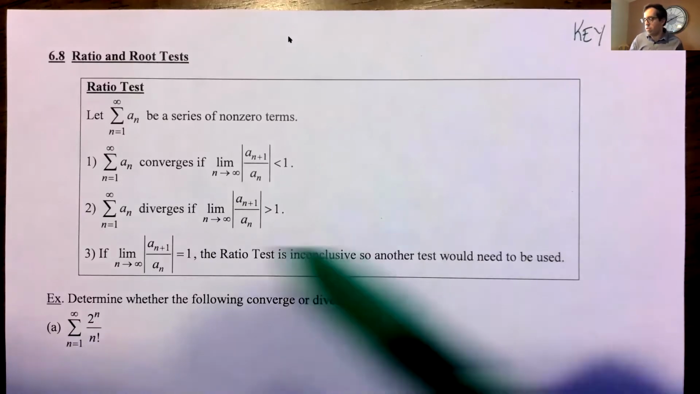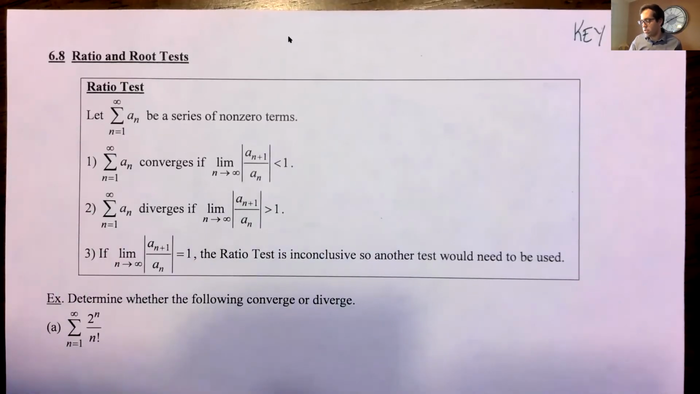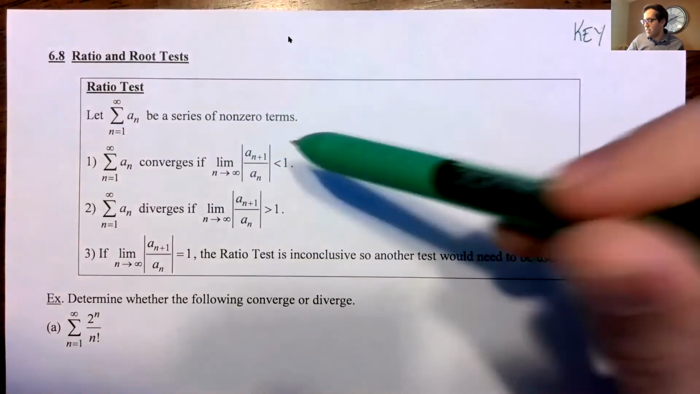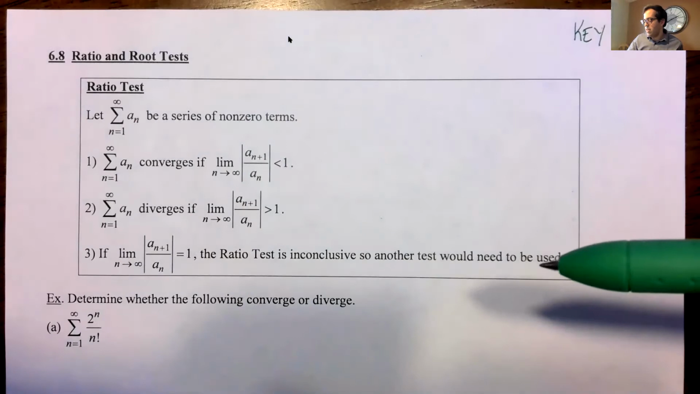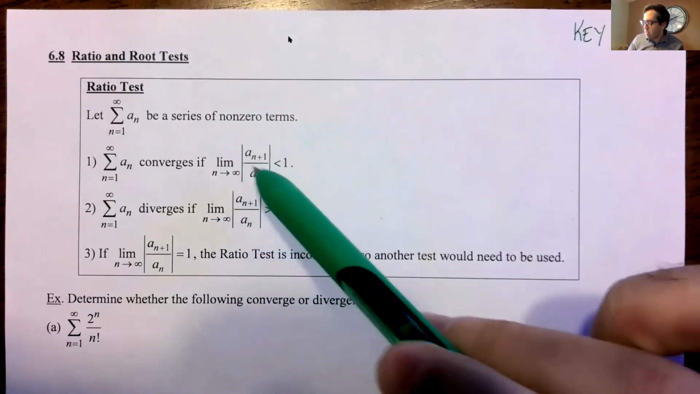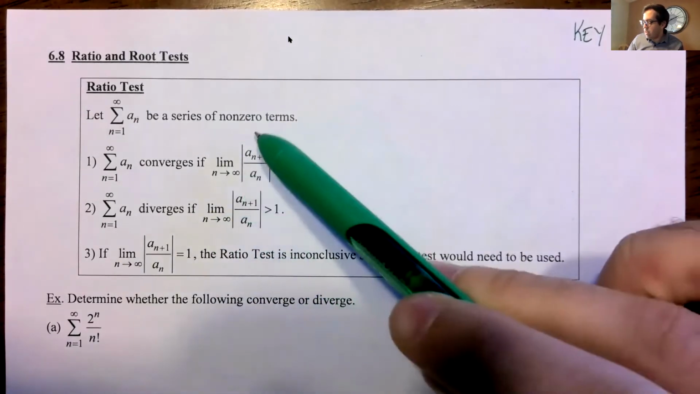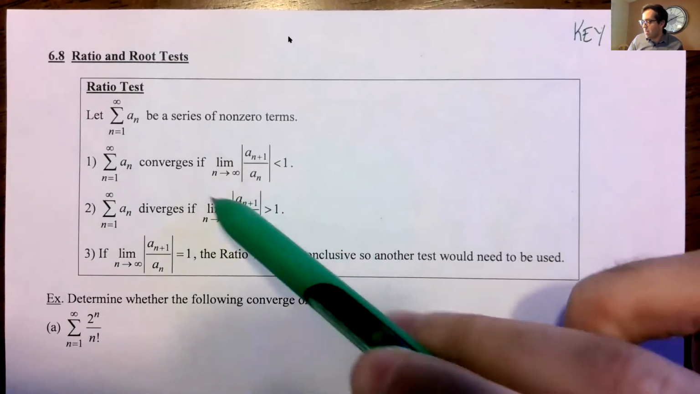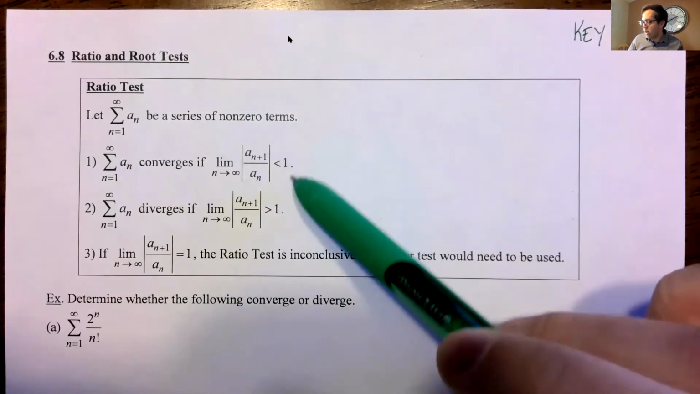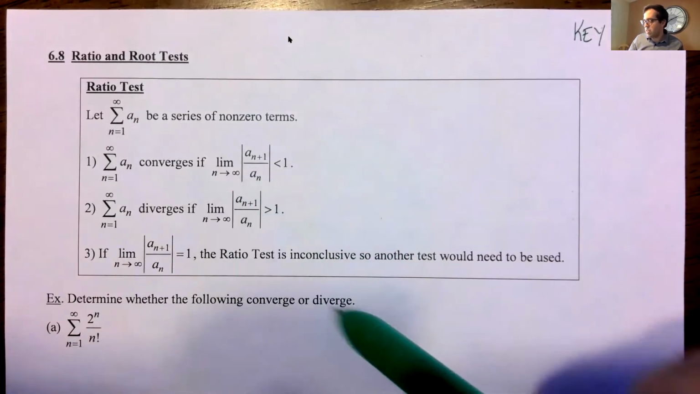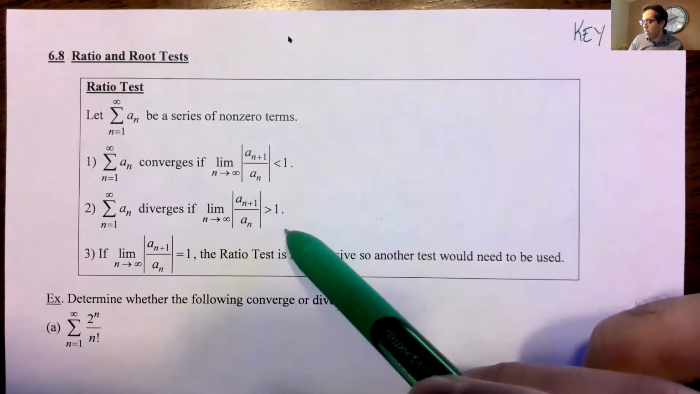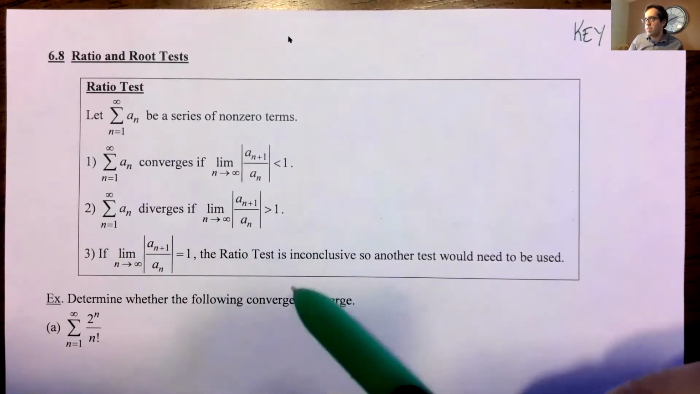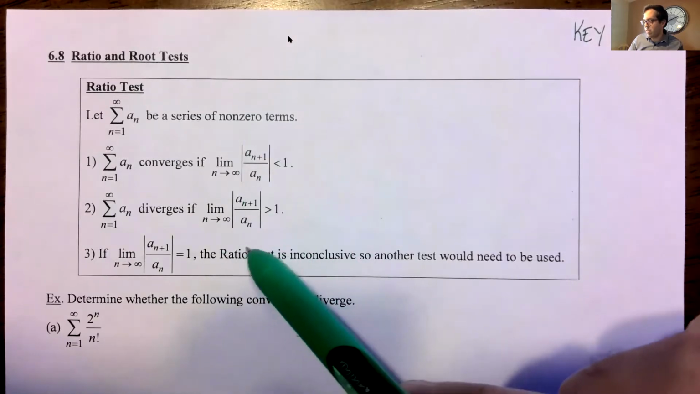All right, so here are our notes, ratio and root tests. The whole first page is devoted to the ratio test. And here it is. If we have some sort of series with non-zero terms, then we check the limit as n approaches infinity of the absolute value of a sub n plus 1 over a sub n. If that value is less than 1, then the series converges. If that value is greater than 1, then the series diverges. Now, it's never going to be negative, because we have absolute value here.